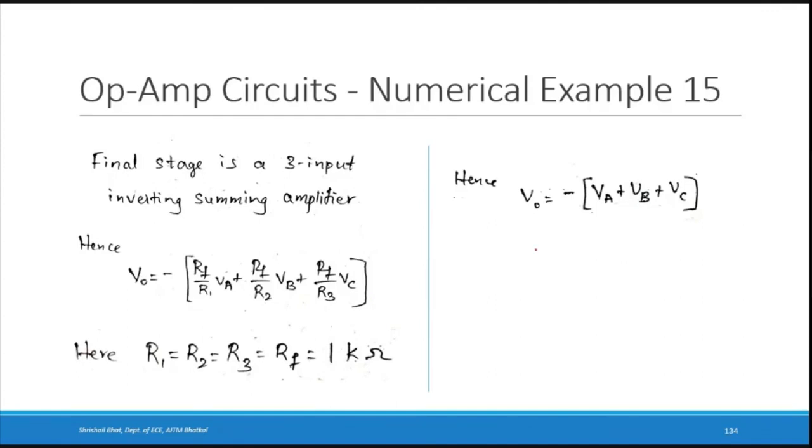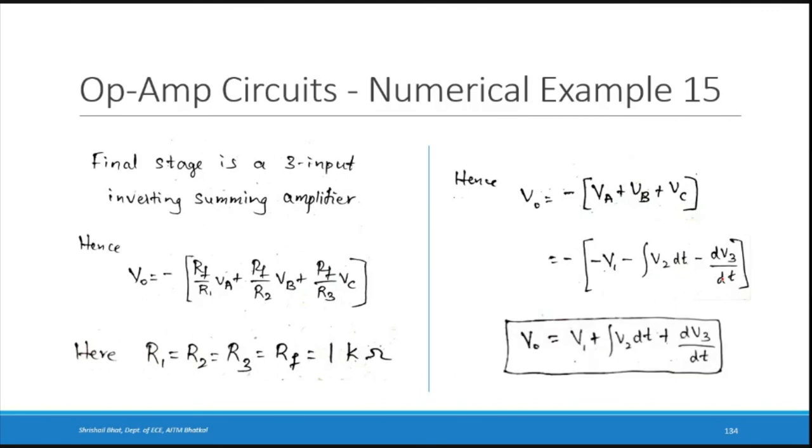You have the expressions for all of these in terms of V1, V2, V3. VA is minus V1, VB is minus integration of V2 with respect to t, VC is minus dV3 by dt. Notice that there is already a minus sign outside, so all of them will become plus. That is, V1 plus integration of V2 with respect to t plus differentiation of V3 with respect to t. This is the way you can solve such an example. If there are multiple stages, you do it stage by stage and get the final expression in this way. Is that clear?